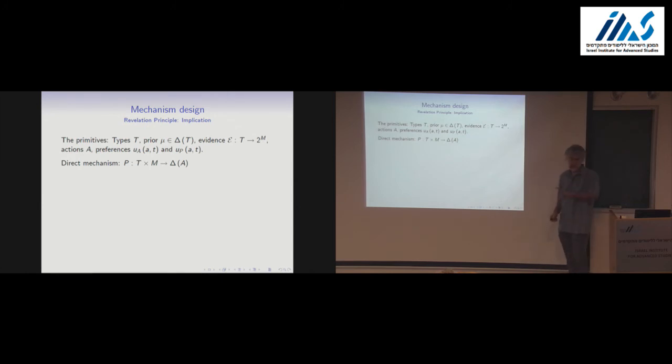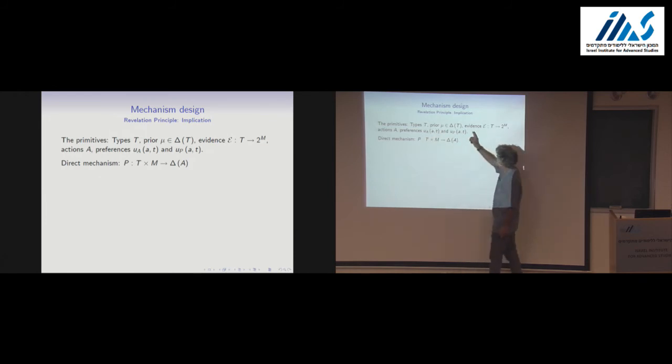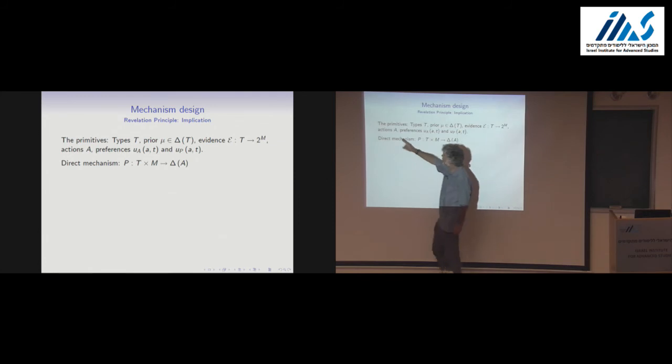Okay, before getting into that specific restriction, let me try to clarify what I mean by the revelation principle now. So the primitives are going to be the types T. Remember, a type is two things, the evidence they have and the other features, what I'm calling the value. A prior over the types, an evidence structure, which for any type says what subset of messages he can send, the actions that the principal can choose, and the preferences.